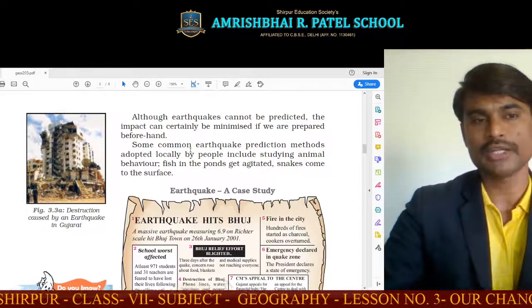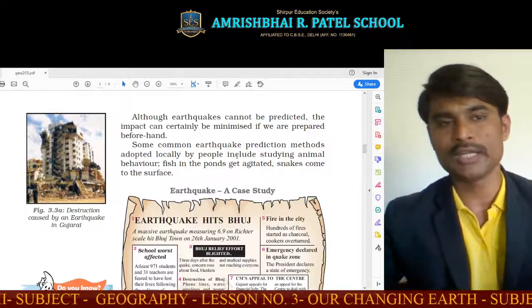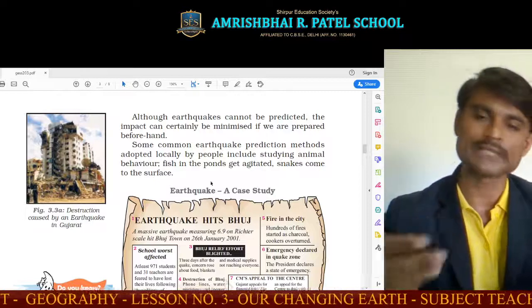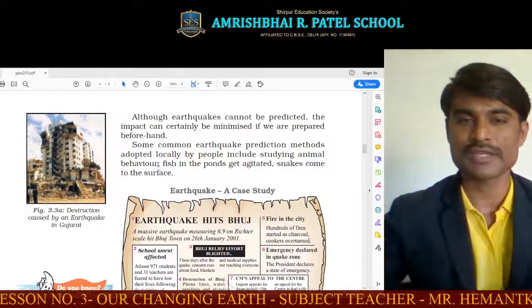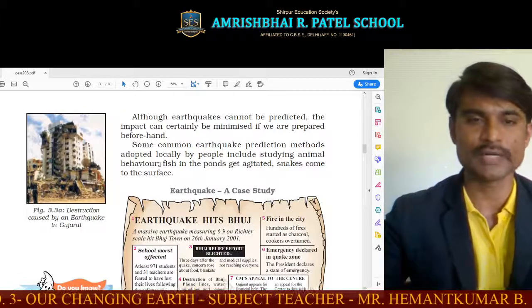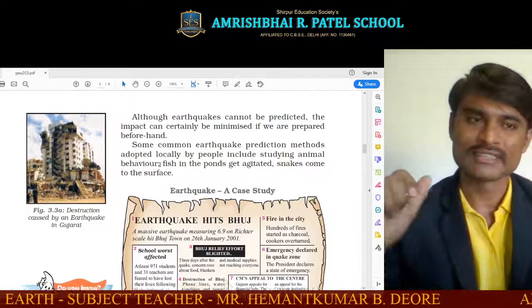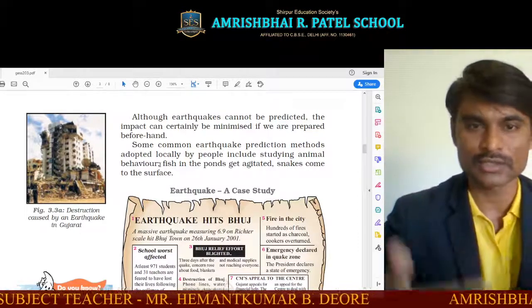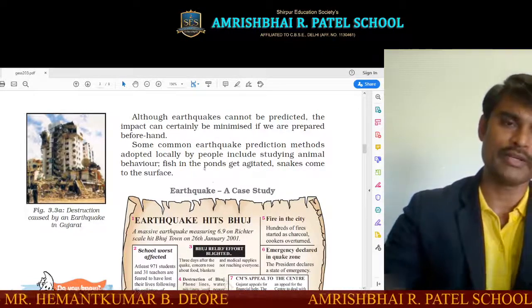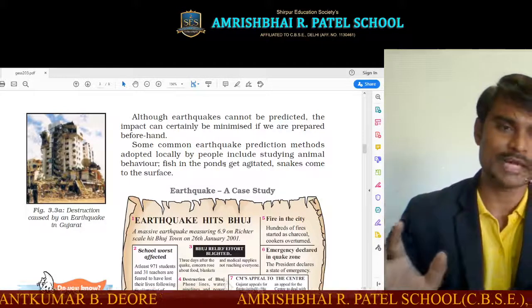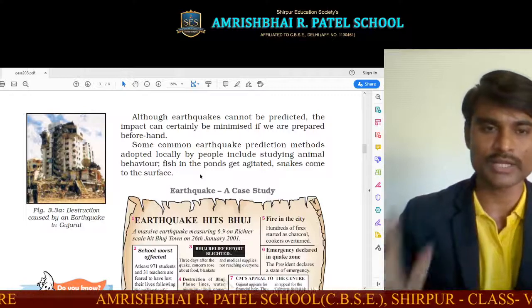Some common earthquake predictions are there. It is said that some are adopted by the local people, including studying animal behavior. They must have experienced this in the past, which is why it is a common prediction by the local people that the fish in the ponds get agitated and the snakes start coming out to the surface. When such things happen, we have to understand that there is something happening inside the earth, or maybe the endogenic forces are acting inside the earth. So we have to be very cautious.